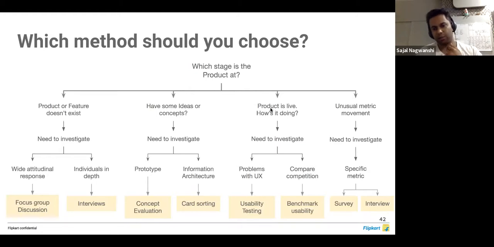The other is, the product is live and you want to understand how it is doing. And lastly, if there is unusual metric movement. So based on that, you can pick these methods. I've listed them down over here. And I've also mentioned these methods at the beginning, which were called foundational, formative, summative, and lastly, investigative. So these are some of the common methods that you can use. Again, there is no hard and fast rule that these are the only methods you can use, but these are a general rule of thumb for these particular stages.